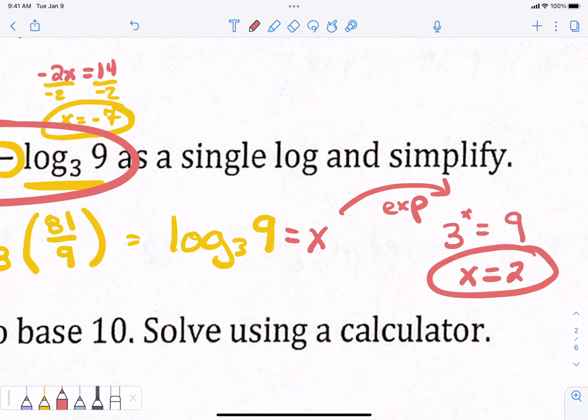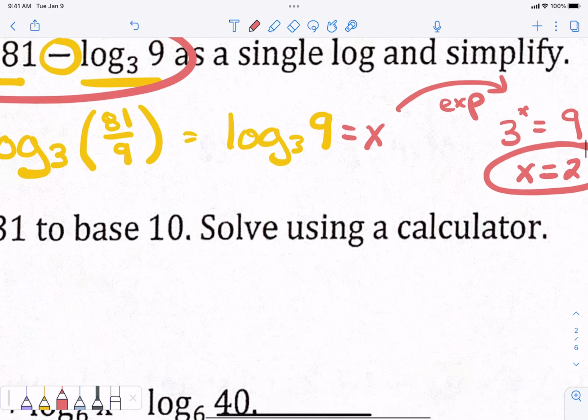Yeah? Make sense? Kinda? Circle it and we can go over another one. Okay? All right, let's go to the next one.